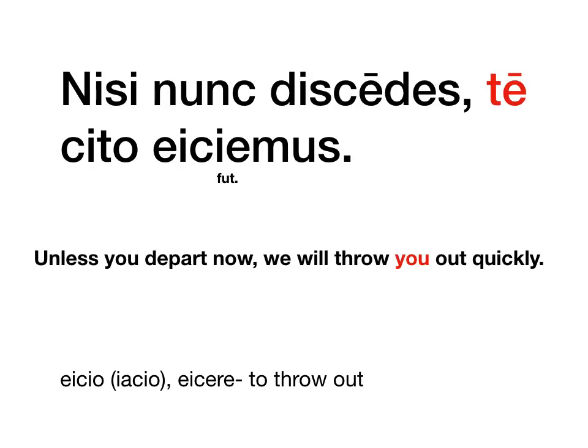Hopefully you ended up with something like this. Unless you depart now or leave now, we will throw you out. Once again, we have a third conjugation future tense verb. Most of our verbs are future tense in terms of when he's warning him about something or telling him to do something. So it's that third conjugation future tense ending with the E, M-U-S.